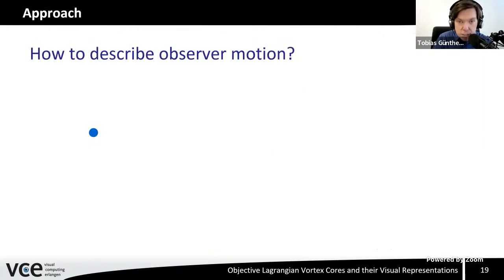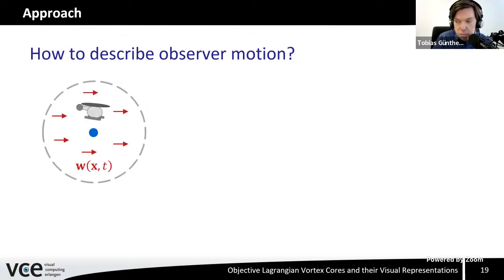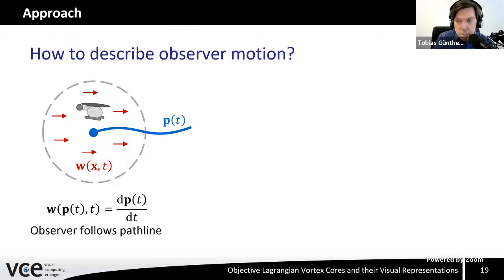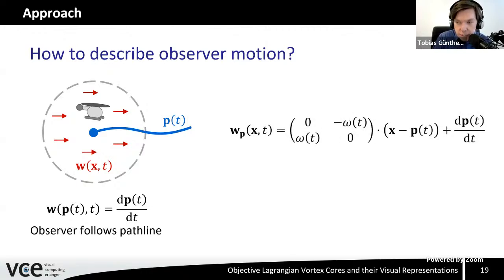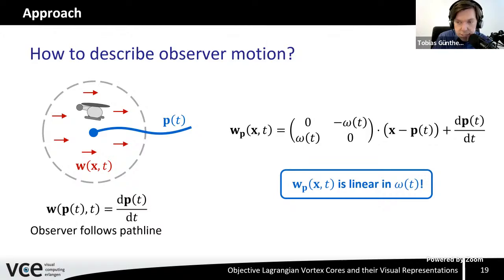Okay, so how does our approach work? Let's say within a certain region, we want to find the observer motion field W, which makes the flow steady. And we want the observer to follow along a path line. Then the characteristic property is that the observer motion must be tangential to the path line, exactly along the path line. This restricts the observer motion to a Killing field with a known translation. And so the only unknown in this whole system is the rotation omega of our observer. And note that the unknown rotation omega is linear in this observer motion, which is quite useful.